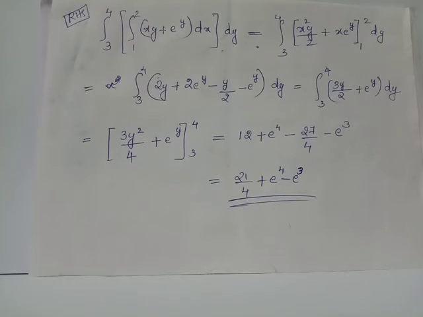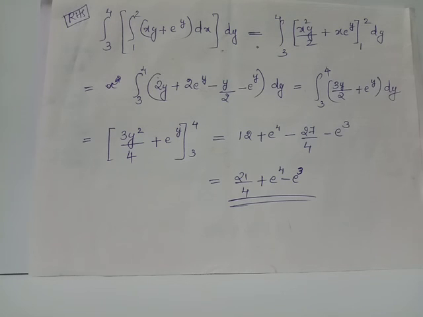Having completed integration with respect to x, now we have to give upper and lower limits of x. Wherever x appears, we will give upper and lower limits of x respectively, treating y as a constant. Now we obtain the integrand, which is a function of y, and now we have to carry out integration with respect to y. After the usual integration, we obtain the same answer, 21 by 4 plus e raised to 4 minus e cube.